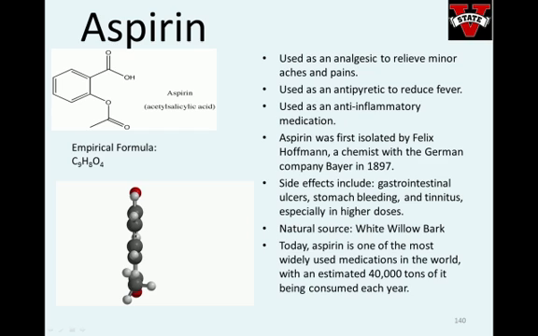Aspirin is used to relieve minor aches and pains. The natural source of the drug is white willow bark. Today, aspirin is one of the most widely used medications in the world. The structure consists of a cyclic ring along with functional groups, and its overall structure exhibits polarity.